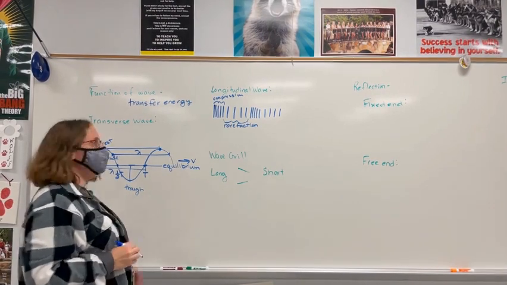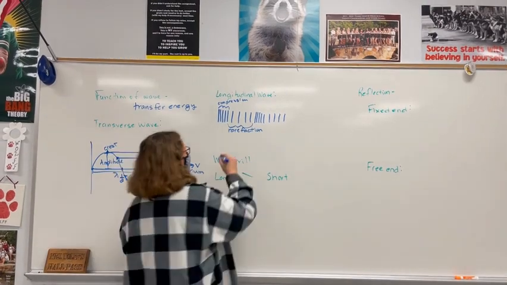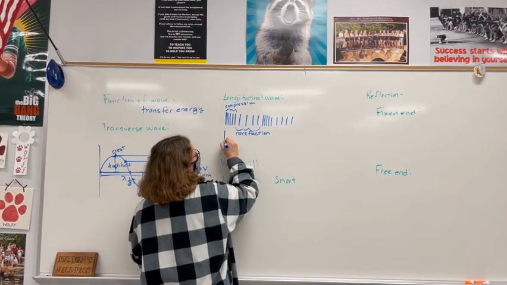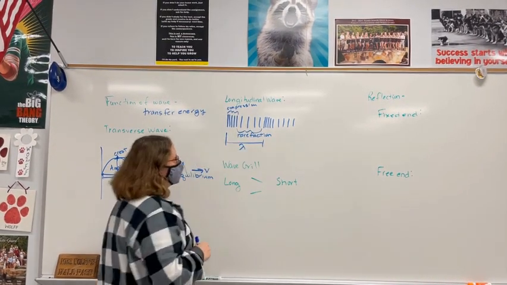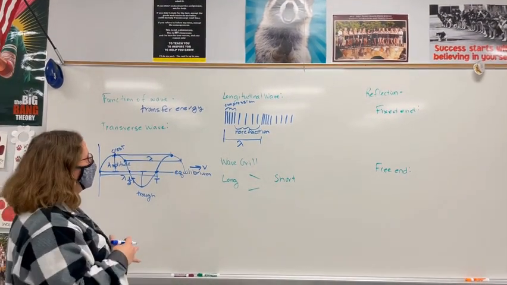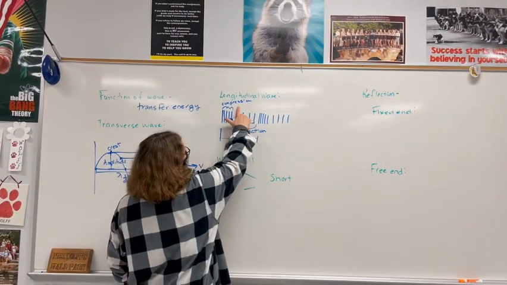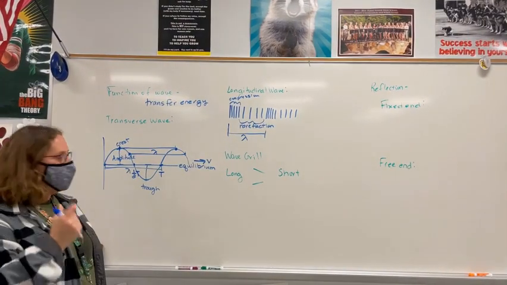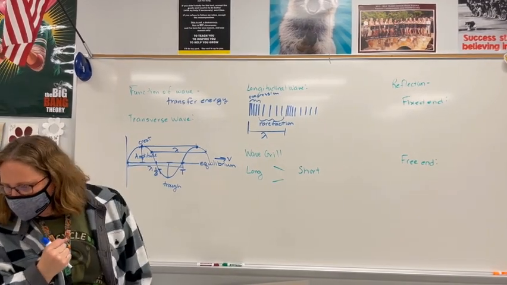A wavelength is still from one point on one wave to the consecutive wave, the exact same point. So you can have a wavelength from the beginning of a compression to the beginning of the next compression. You could do end of the compression to the end of the compression. So whichever one works as well. A compression is the area of high pressure, and a rarefaction is an area of low pressure.